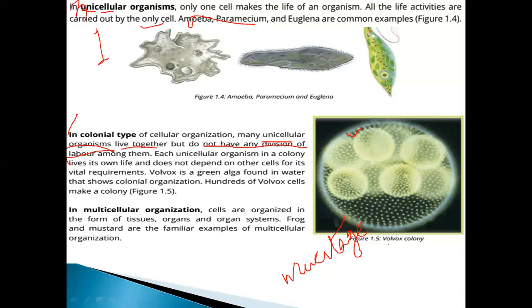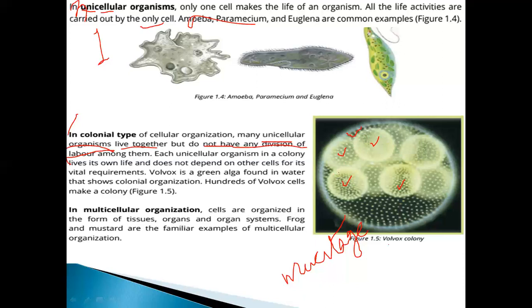And now there is no division of labor. What do you mean by division of labor? Labor means work, function, job. In the cells, every cell performs its own function. Every cell lives together, but performs its own function. They do not depend on others for different activities. For example, one cell is doing respiration, another is doing photosynthesis, another is doing protein synthesis. But this is not the case here.